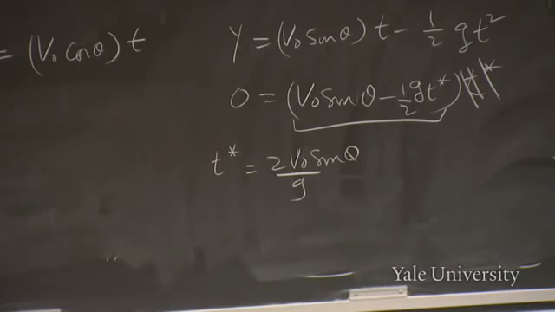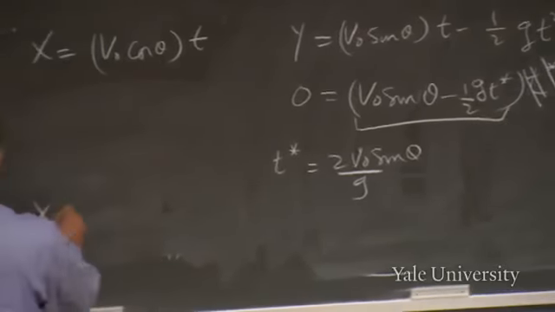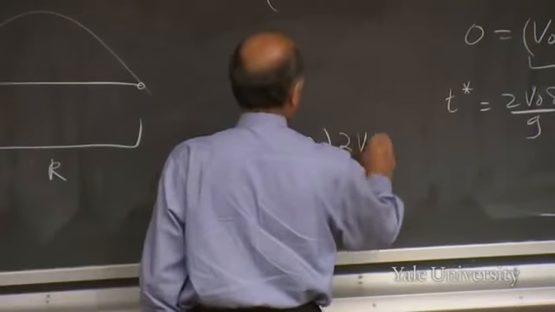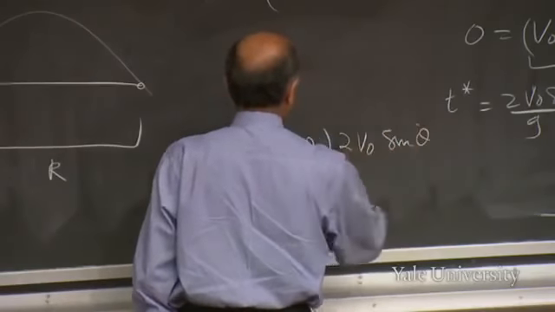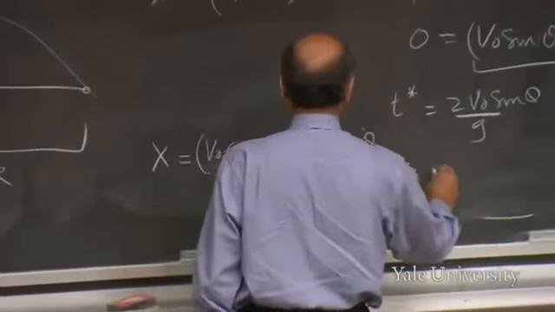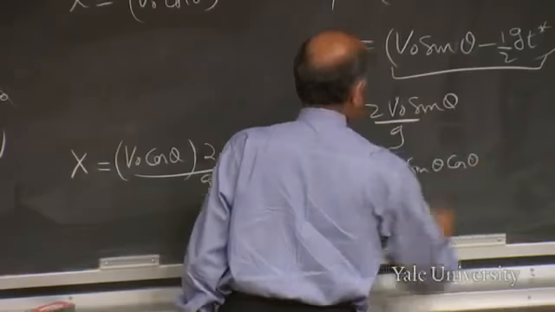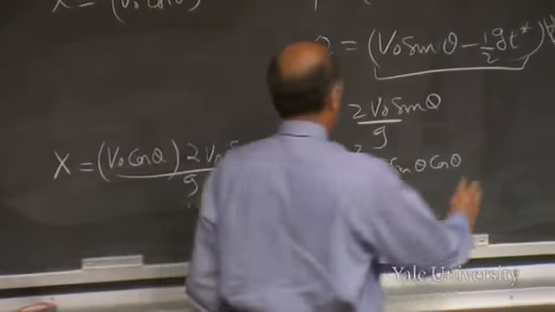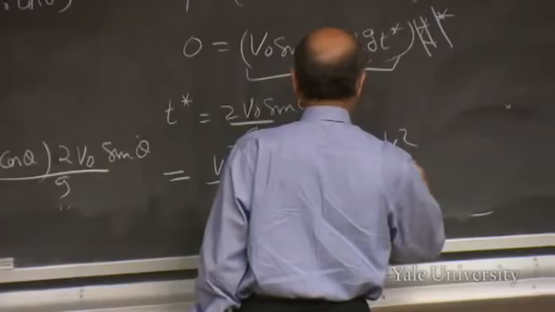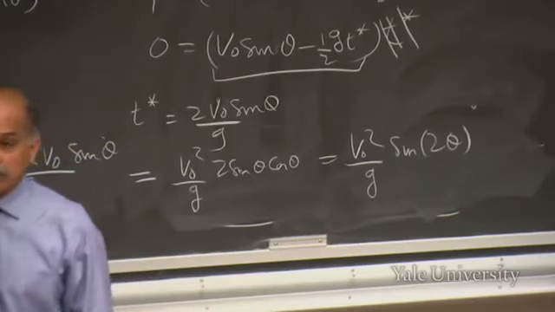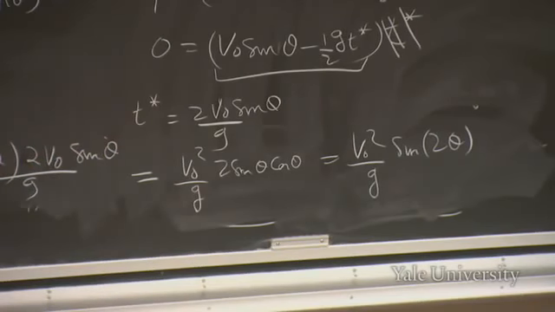This says if you want to be in the air for a long time, maximize sine theta, so you may think 90 degrees is the best angle. But that's not the goal. The goal is to get the biggest range. So go back to x and put in your value for t star, which is 2v0 sine theta over g, and that becomes v0 squared over g times 2 sine theta cosine theta. Now if you go back to your trigonometry, you should find that is really the formula for sine 2 theta. That's another example where knowing the trig identity is very helpful.